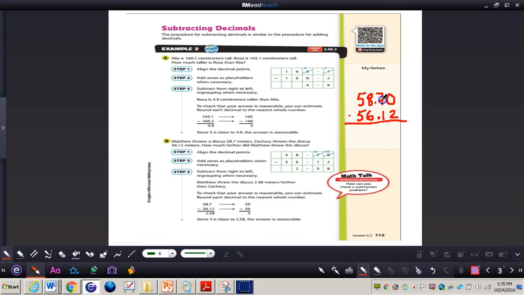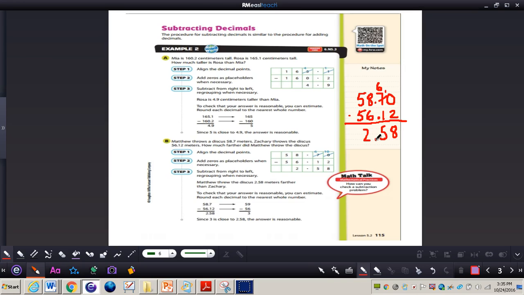2 minus 0, cannot do that. Change that 7 into a 6. Make that 0 into a 10. 10 minus 2 is 8. 6 minus 1 is 5. Drop my decimal down. 8 minus 6 is 2. So I have my answer as 2 and 58 hundredths.